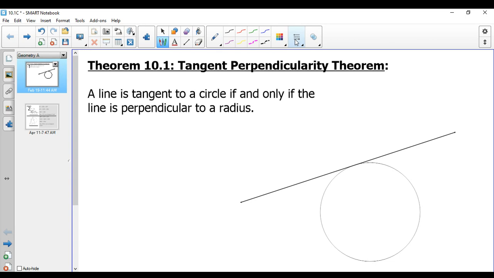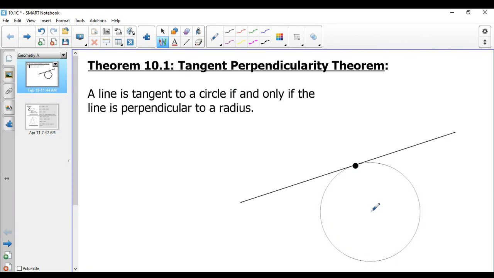In order for a line to be tangent to a circle, that means it should hit the circle at exactly 1 point. So there's our 1 point where it hits the circle. It's called the point of tangency. And we're going to show that it is perpendicular to a radius.